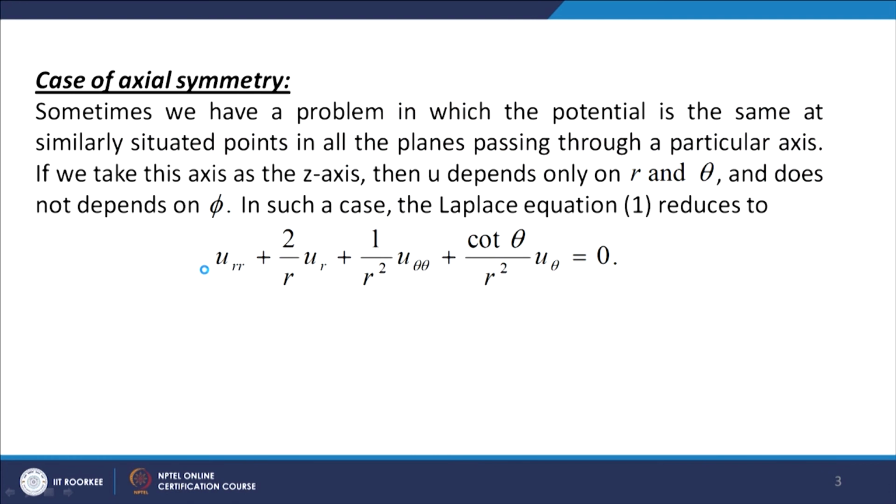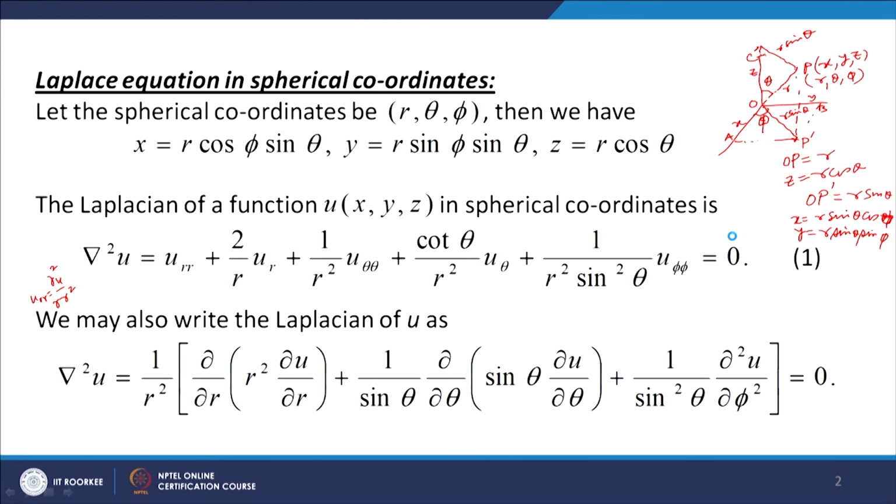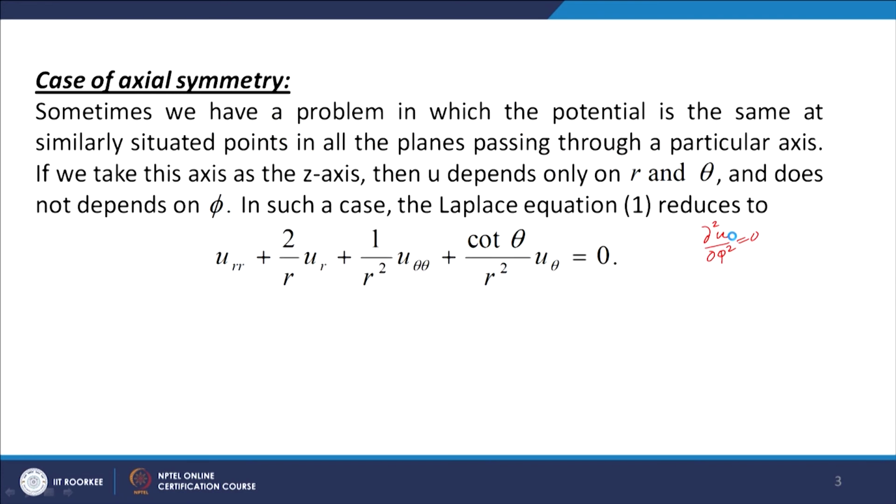Now we will come across several problems where the potential will be the same at similarly situated points in all the planes passing through a particular axis. So if you take that axis as the z axis, then u will depend only on r and theta, it will not depend on phi. In such a case the second order partial derivative of u with respect to phi will be 0, and therefore the Laplace equation 1 will reduce to u r r plus 2 over r u r plus 1 over r square u theta theta plus cot theta over r square u theta equal to 0. So we will have this equation.